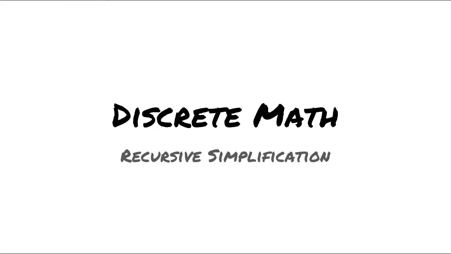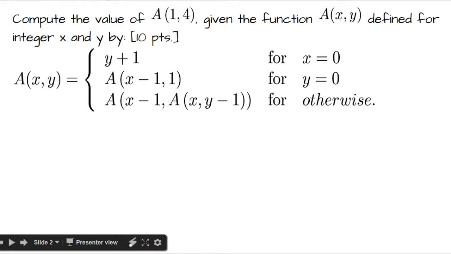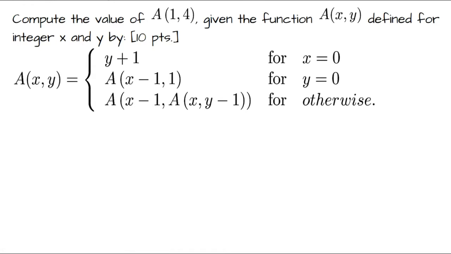In this video, let's solve some recursive simplification. Compute the value of A(1,4) given the value function. This is otherwise known as an Ackermann function: y plus 1 if x is 0, A(x minus 1, 1) for y equals 0, and A(x minus 1, A(x, y minus 1)) if otherwise.